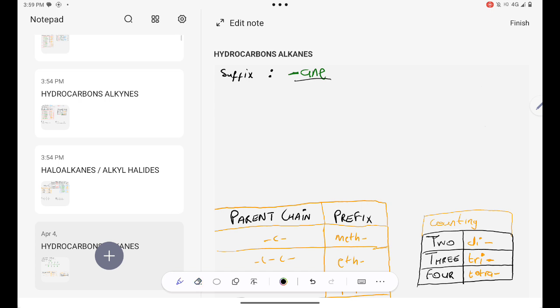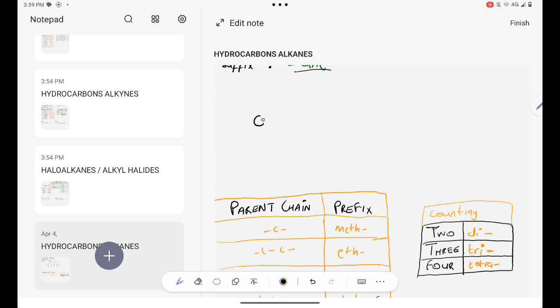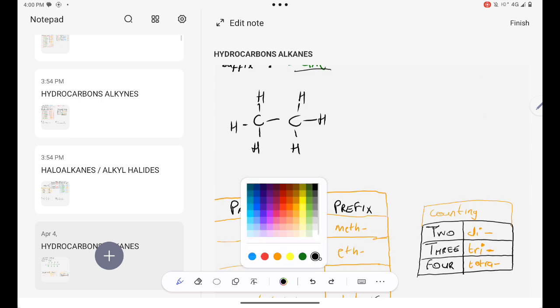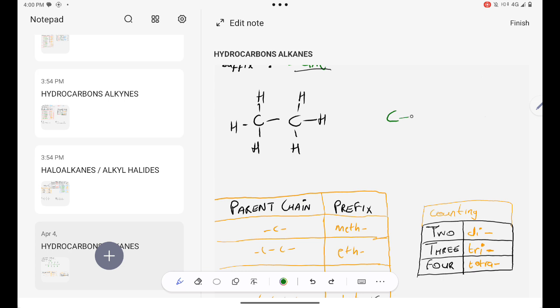You can pause the video, guys. I'm about to draw 2 structures over here. I really hope you will be able to name them. The second one, let me use a different color. 2, 3, 4, 5. I have hydrogen.